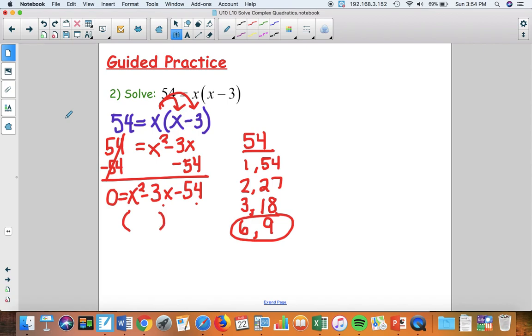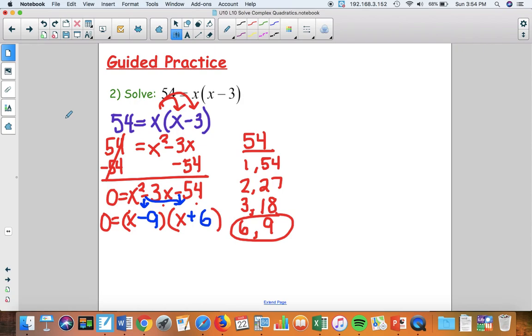So for trinomial, we have 2 sets of parentheses. We have an x in both of them. Now we have to figure out what signs go in them. The first sign goes in the first parenthesis, and then a combination of both signs go in the second. 2 negatives give us a positive. Now we already found our numbers. Our numbers are 6 and 9. Since 9 is the bigger number, it goes in the first parentheses. 6 is smaller, so it goes in the second.